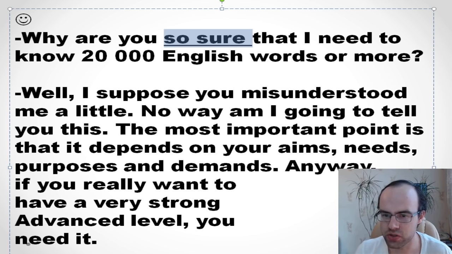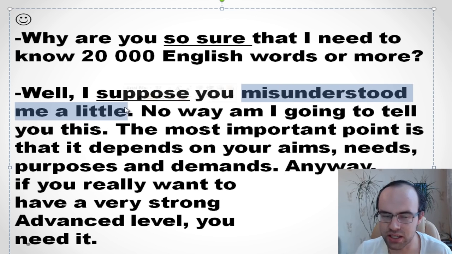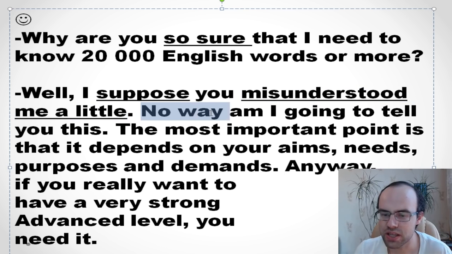Well, I suppose you misunderstood me a little. It means that I suppose or I think you didn't understand me correctly, or you didn't understand me rightly. So misunderstood. You understood it another way, okay? So no way am I going to tell you this. No way means that I don't want to tell you this. I'm not going to tell you this.